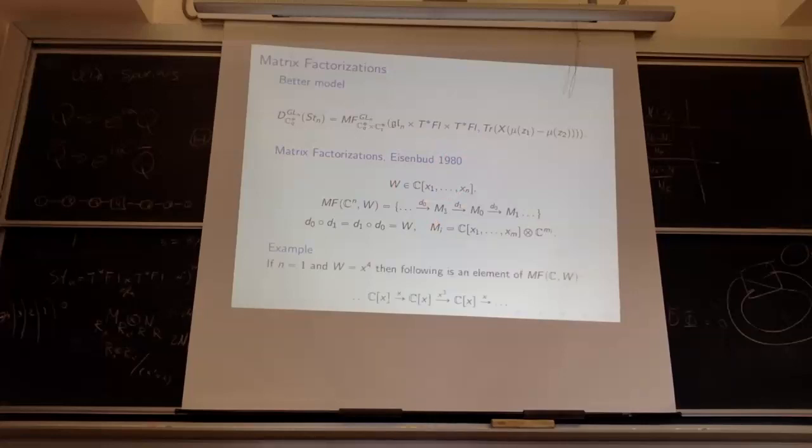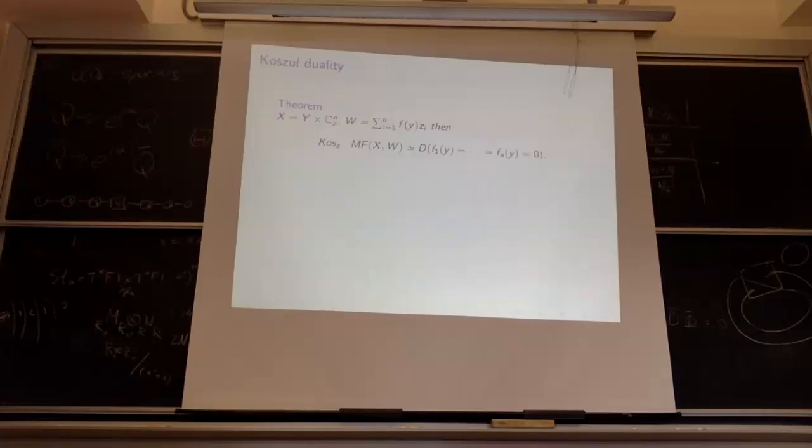Then Kontsevich brought it up and said it's relevant, good for modeling B-models. It was later developed by Orlov, so the big renaissance in matrix factorization is probably due to Orlov. And this is an example of a matrix factorization. All right, so it still looks a little bit strange. Here is something that might help to make peace with that.